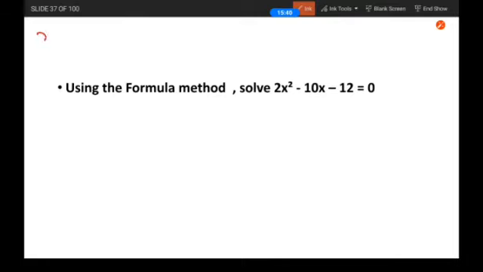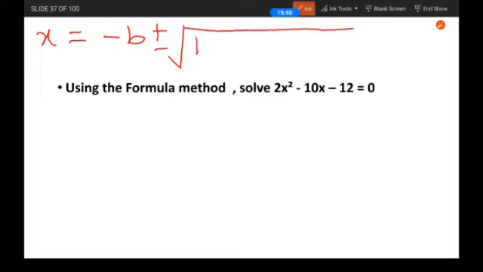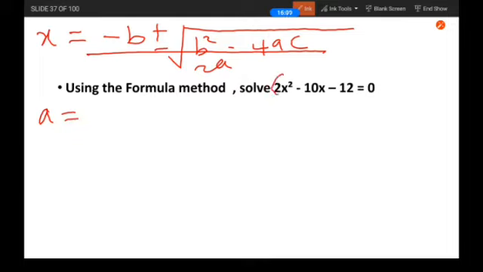And the formula to solve any quadratic equation is minus b plus or minus, you have to know this formula, the square root of b squared minus 4ac, everything over 2a. Now, a is the coefficient of x squared, and that is 2. b is minus 10, and c is minus 12, the constant.